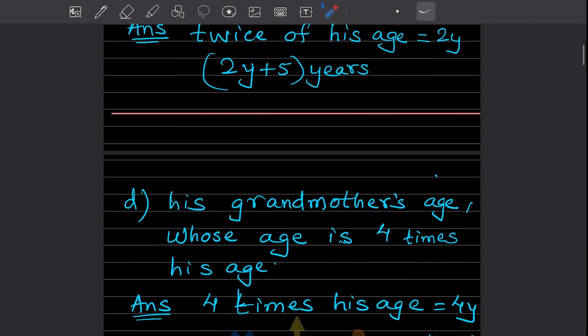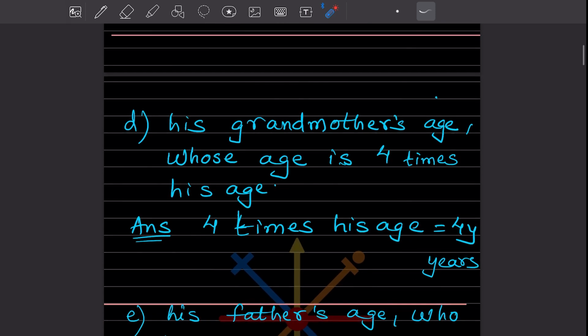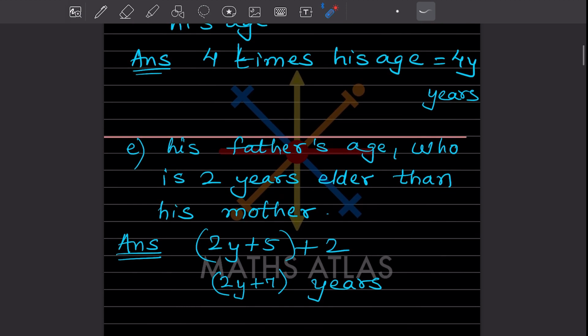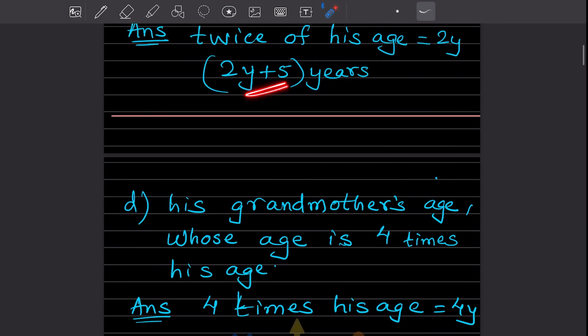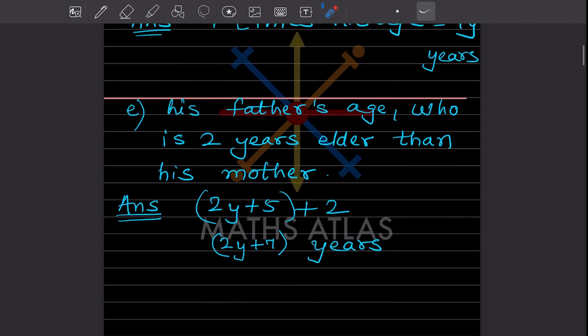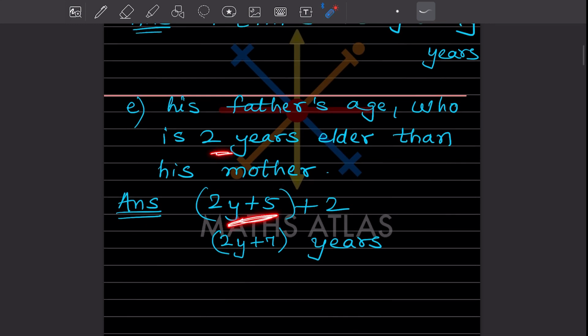Hope you got it. Now his grandmother's age, whose age is 4 times his age. You know his age is y. 4 times means you are going to multiply. So 4y years. Next question says that his father's age, who is 2 years elder than his mother. Mother is here 2y plus 5. Okay. And father is 2 years elder. So you are going to add 2. But then this is not the final answer. 2y, and this 5 plus 2 is going to be plus 7. So 2y plus 7 is the final answer.